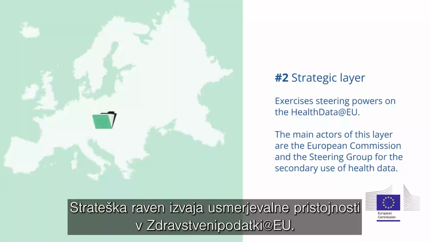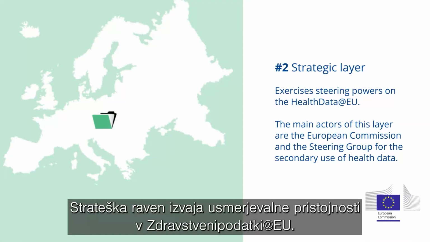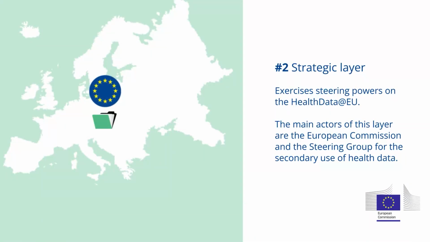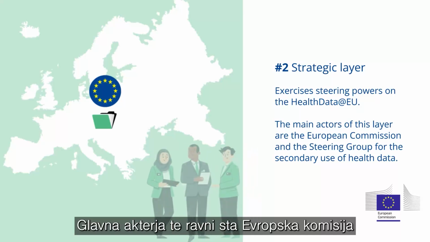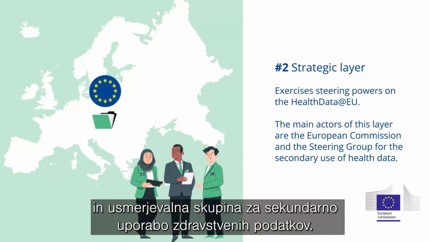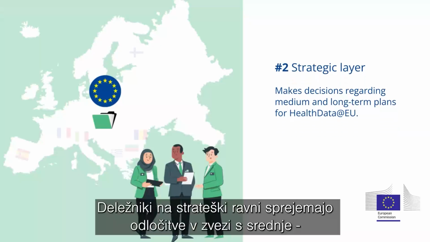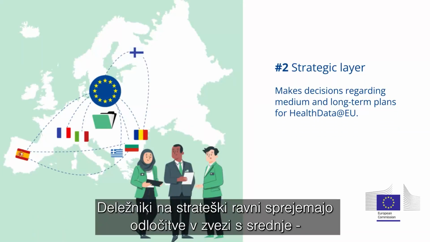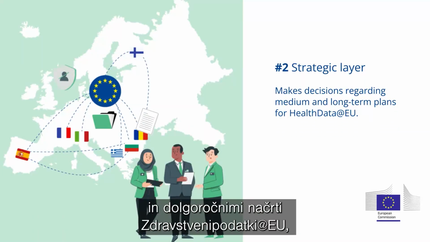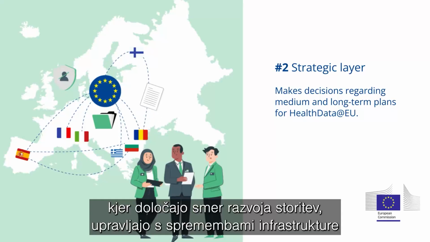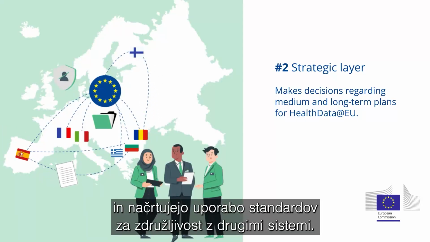The strategic layer exercises steering powers on Health Data at EU. The main actors of this layer are the European Commission and the Steering Group for the Secondary Use of Health Data. Stakeholders in the strategic layer make decisions regarding medium and long-term plans for Health Data at EU. They set the direction for service development, manage infrastructure changes, and implement standards for compatibility with other systems.